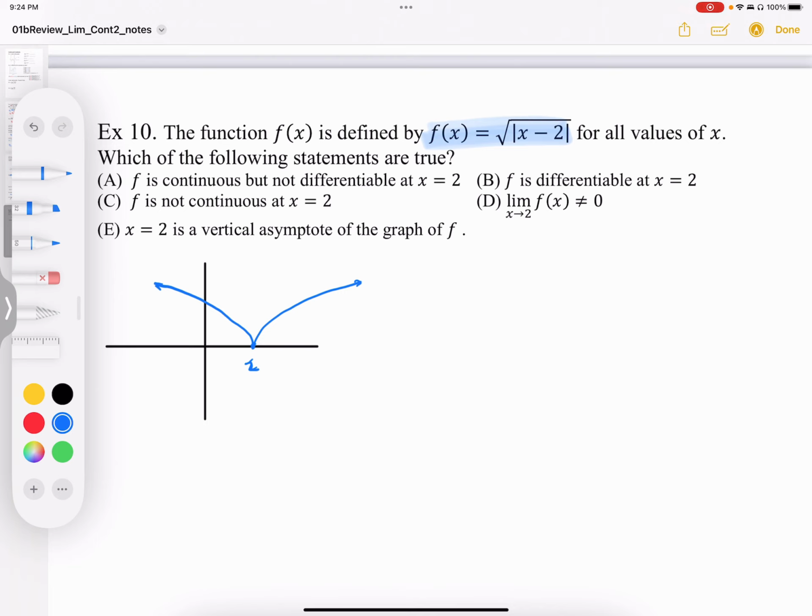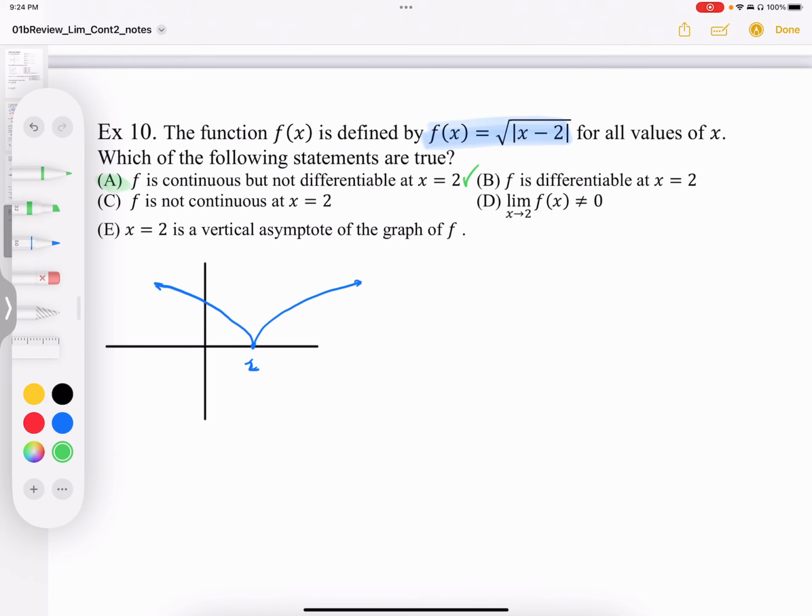Okay, so let's look at these statements. A: f is continuous but not differentiable at x equals 2. Well, it is continuous and not differentiable at x equals 2, so that is actually a true statement. We're going to put a check next to this. So f is continuous but not differentiable because of the kink at x equals 2.